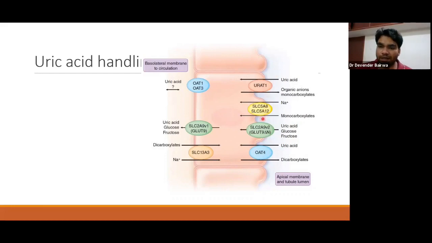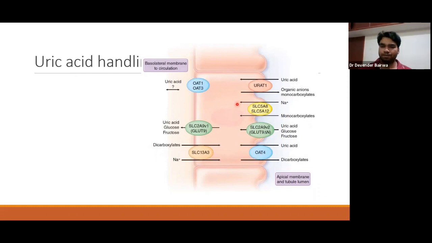So these are the multiple pumps that are used by the kidney to absorb uric acid. This OAT4, organic anion transporter 4, is present on the apical side. OAT1 and OAT3 are present here. These two are the product of the same gene with some different splicing. Then GLUT9 and GLUT9 delta N are there. Then SLC13A3 is there, which is actually taking sodium and dicarboxylates inside.